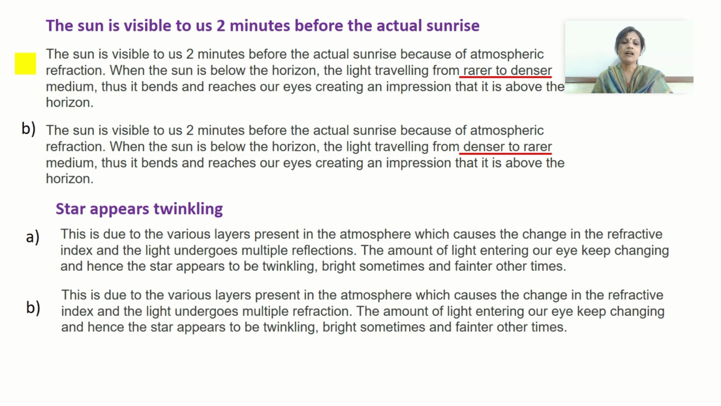Next, star appears twinkling. Why do stars twinkle? Why do we see stars twinkling? Again, if you read the reason very carefully, you will come across these two important words, reflection and refraction. Now twinkling of a star is because of refraction of light. Reflection is not required there. So obviously option B will be the correct answer. So this is how such types of questions are also there in the paper.